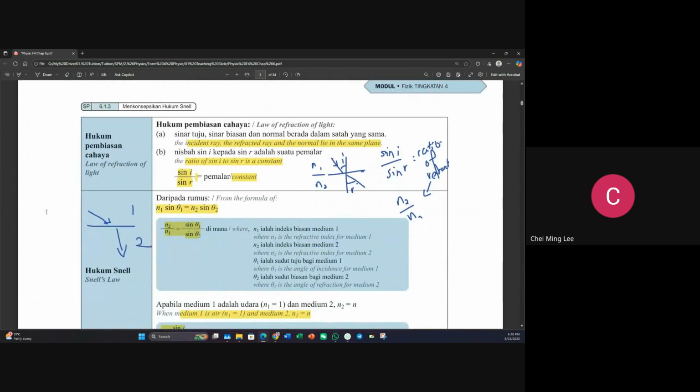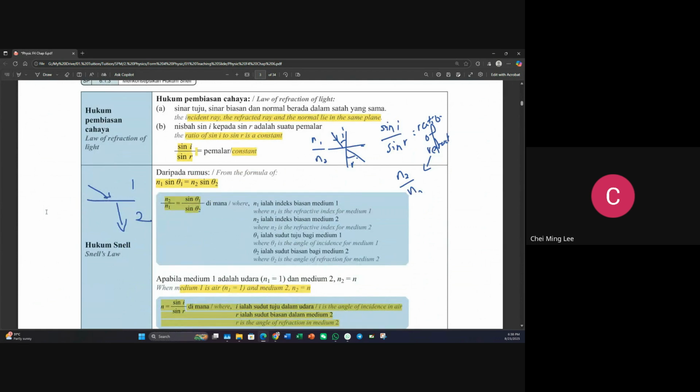Okay, so let's see the refraction of light. Law of refraction of light: the incident ray, refracted ray, and normal must lie on the same plane. Same plane means on the same dimension, normally 2 dimension only. We have x and y, and then x, y, and z, 3 dimension. 4 dimension, then we have more and more.